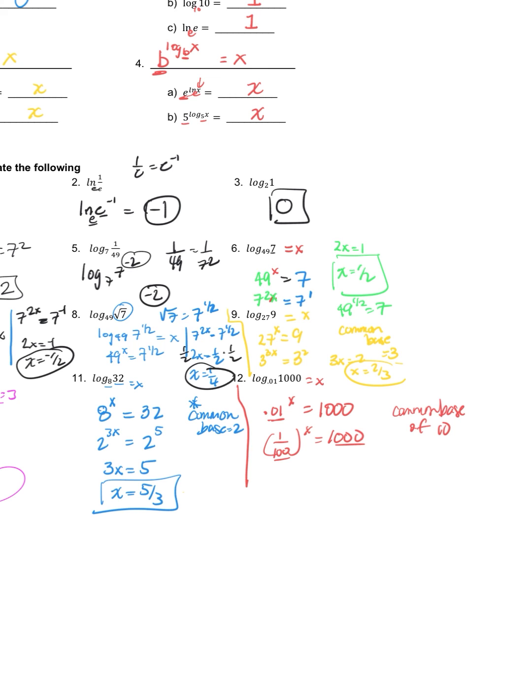So this is 1/10 squared to the x equals 10 cubed. But this is a fraction, so we're going to make it not a fraction and get a negative 2 times x equals 10 to the third, and then set those exponents equal to each other. Negative 2x equals 3, so x equals negative 3/2.